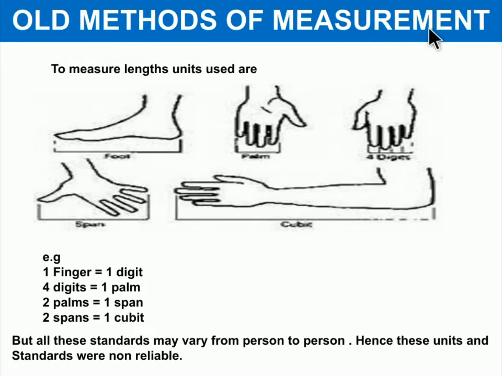Old methods of measurement. In ancient times, to measure lengths, units used were a finger, a palm, a span, cubit, foot, yard, fathom, furlong, etc. For example, one finger was taken equal to 1 digit, 4 digits equal to 1 palm, 2 palms equals to 1 span, and 2 spans equals to 1 cubit. But all these standards may vary from person to person. Hence, these units and standards were non-reliable.